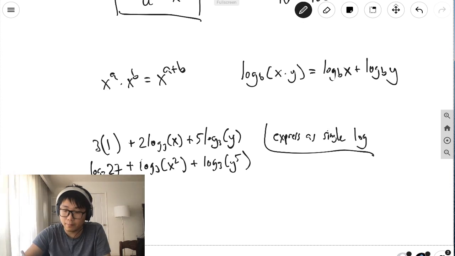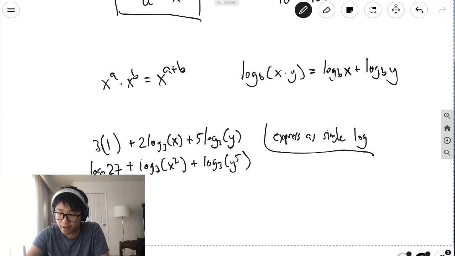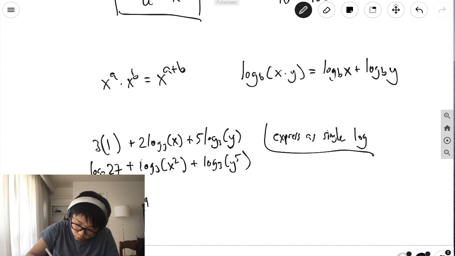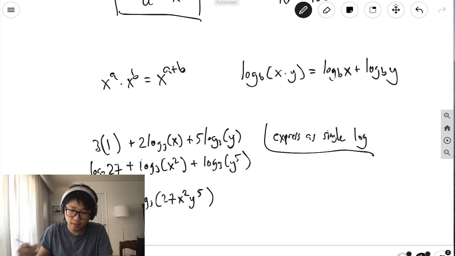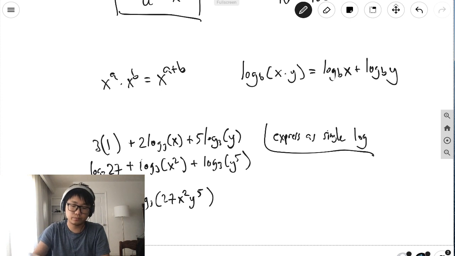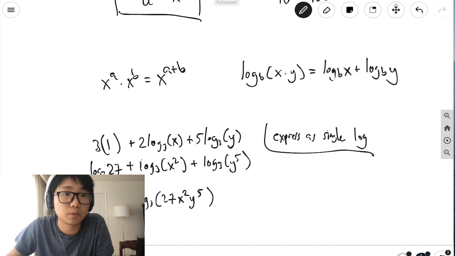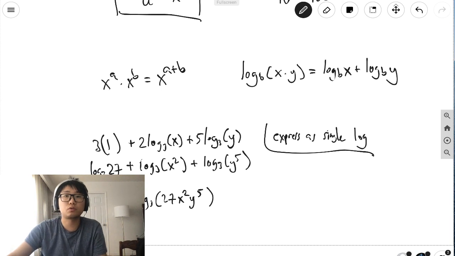So now we can combine all of them together. The rule is, if you add all of these logs with the same base and no coefficients in front of them, all we have to do is multiply whatever is inside each of those logs. So it's going to be 27 times x squared times y to the 5. And there you go, that's my final answer. I know this is probably not part of what you need to work on, but if you're in the log chapter, you should always know your log rules and exponential rules well.